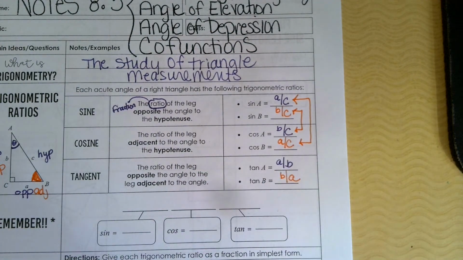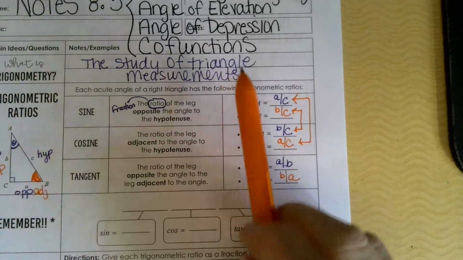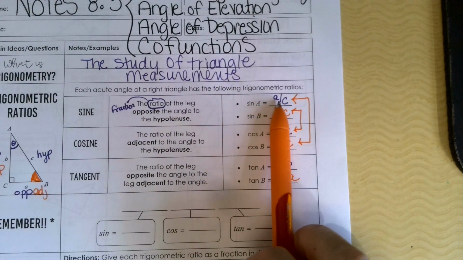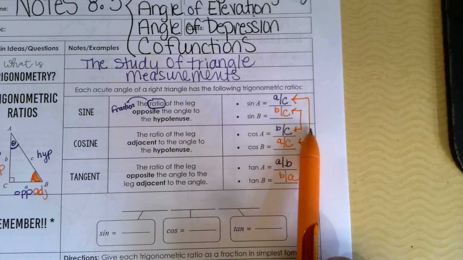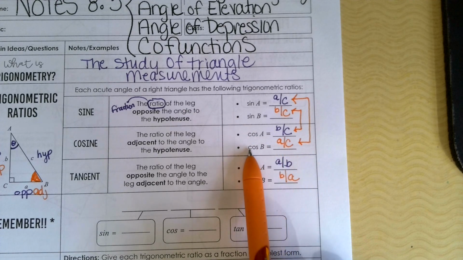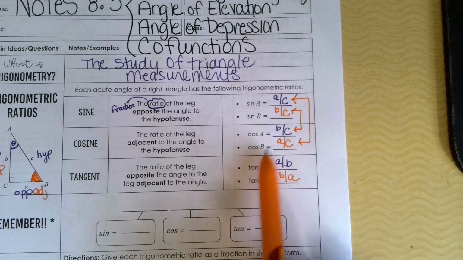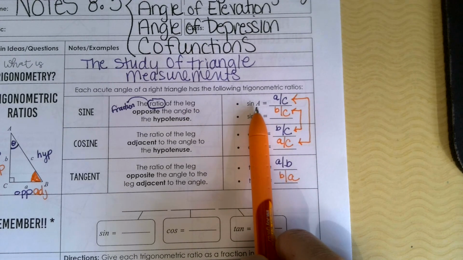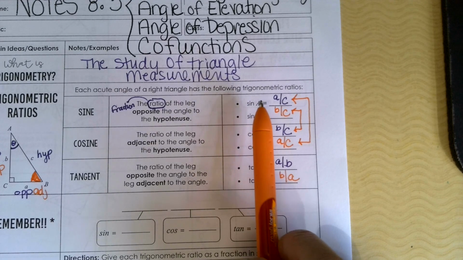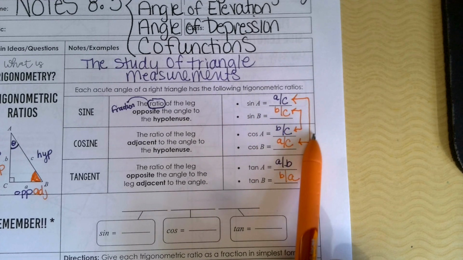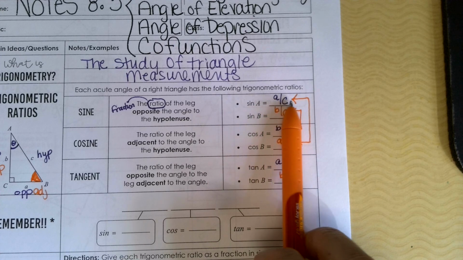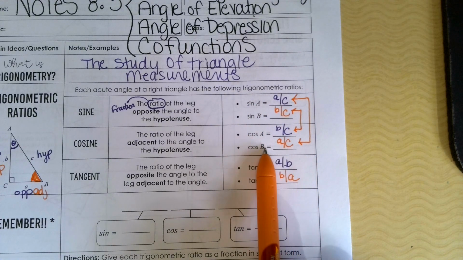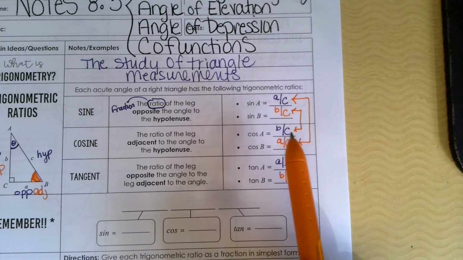There is a theorem, and it's actually one of our standards, that says the sine of one angle is equal to the cosine of the complementary angle. The sine of one angle in a right triangle is congruent to the cosine of the other angle.